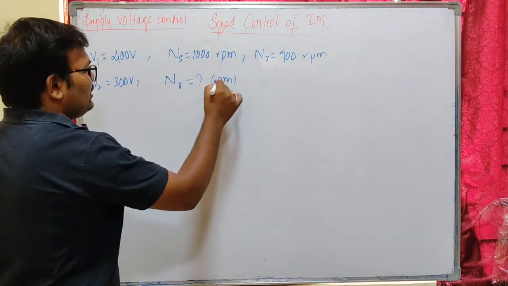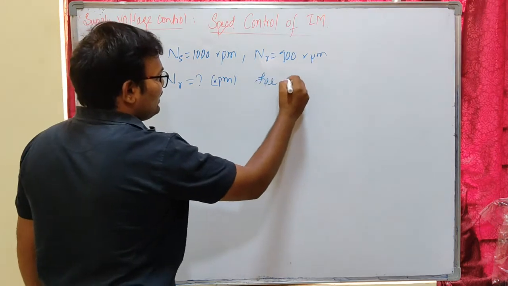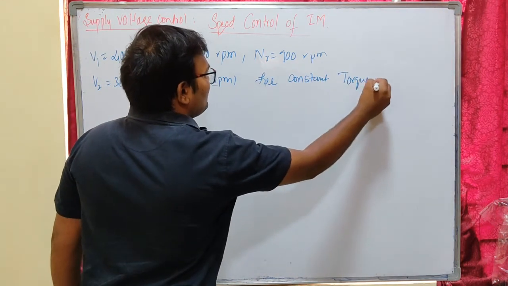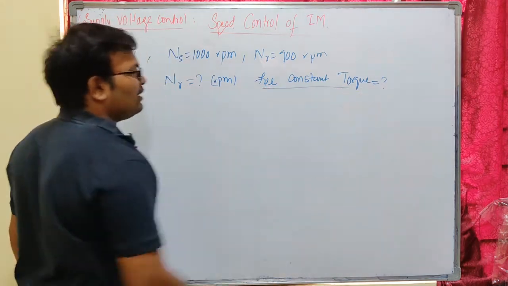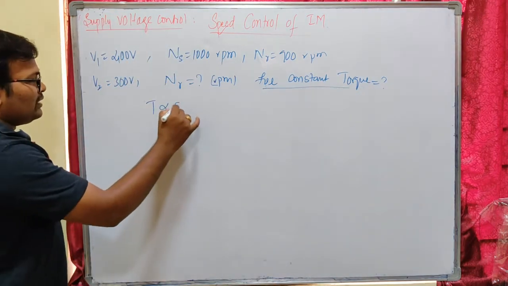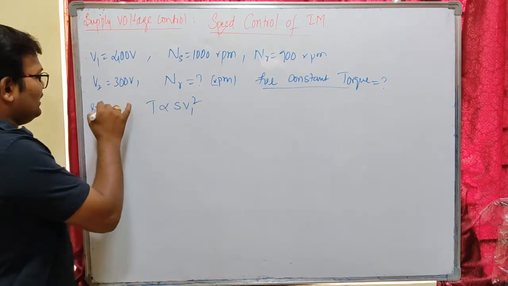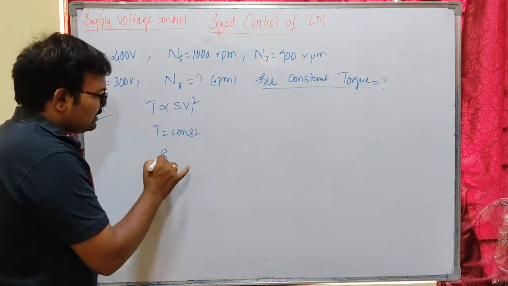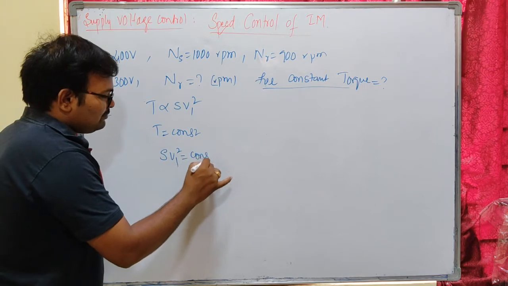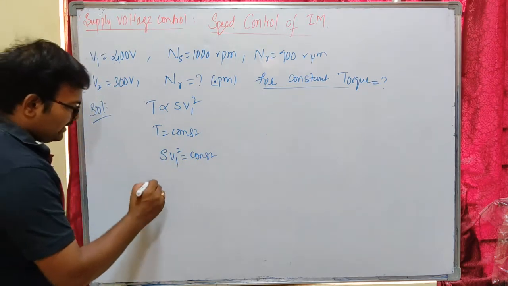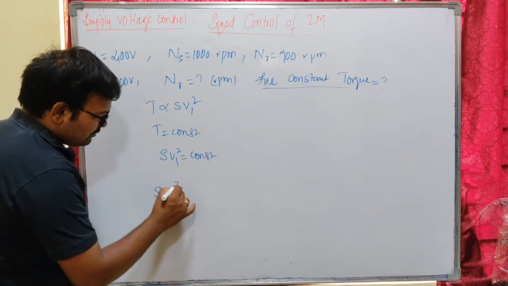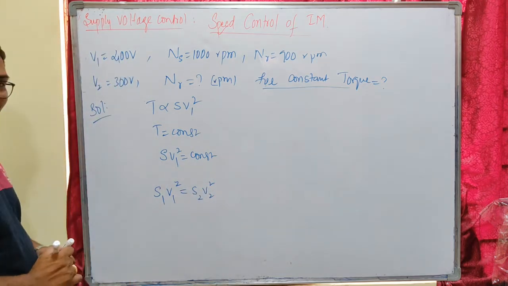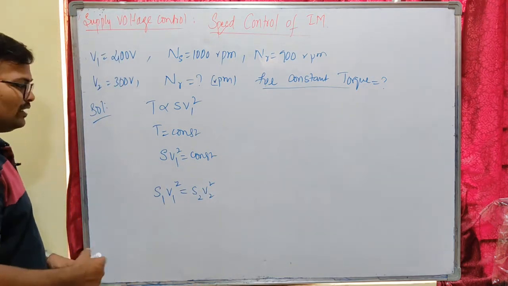We know that for constant torque, this condition is important. Torque is proportional to S times V1 square. So in order to keep torque constant, S times V1 square will be constant. So I can write from the expression, S1 V1 square equals S2 V2 square. Can I write like this? As they are constant, S1 V1 square should be equal to S2 V2 square.